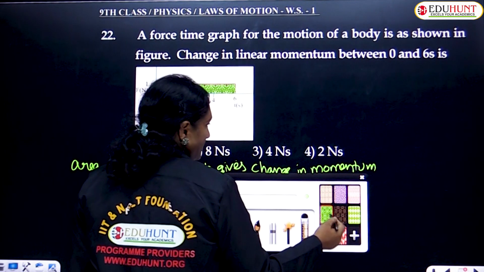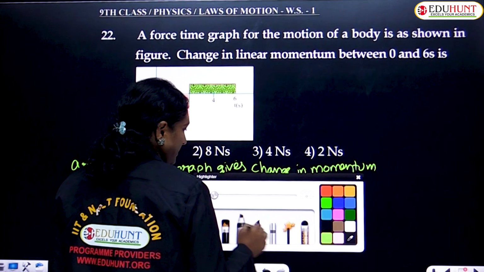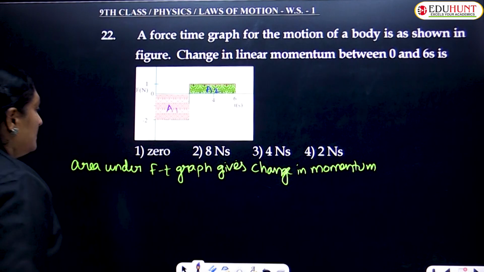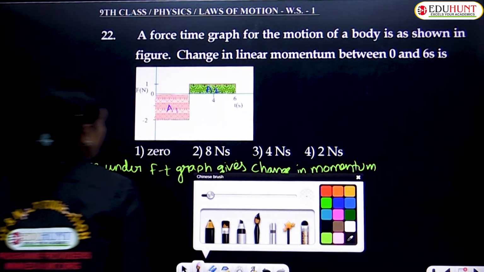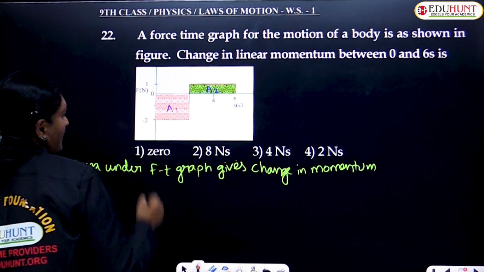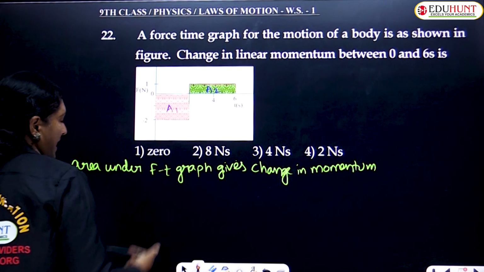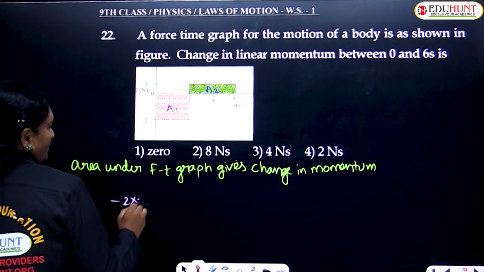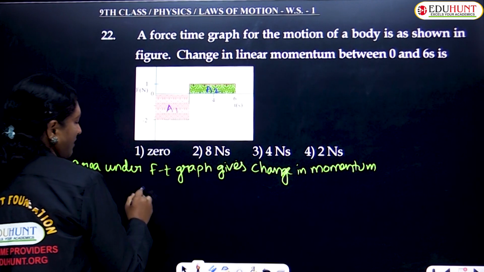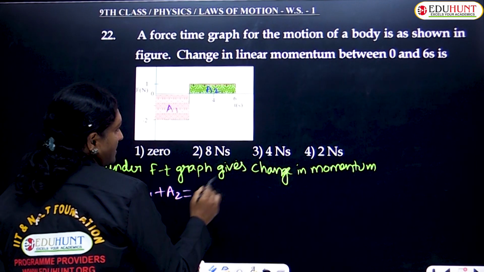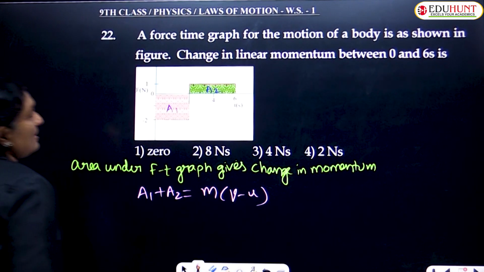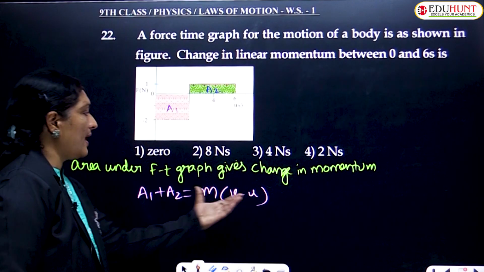Suppose we take the first one as area 1 and the second one as area 2. If you would like to find the first portion area, how much, children? Here you have 2, this is minus 2, below the x-axis, so minus 2 into 2. The area under the graph, area 1 plus area 2, equals change in momentum. Change in momentum means mv minus mu. So this must be the formula, and you are asked to find that change in momentum.